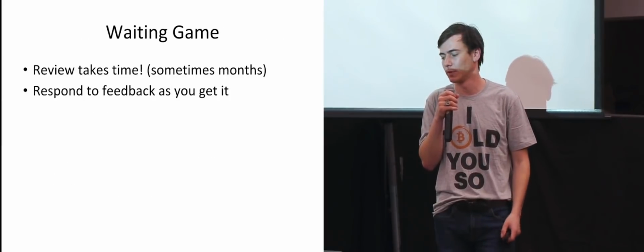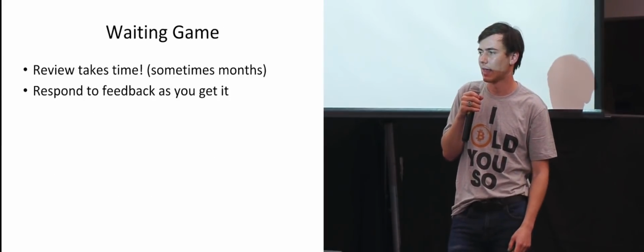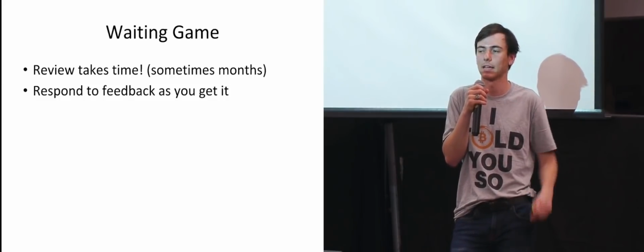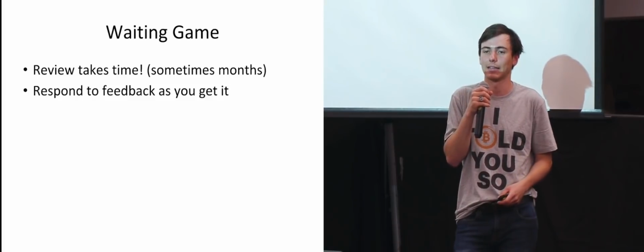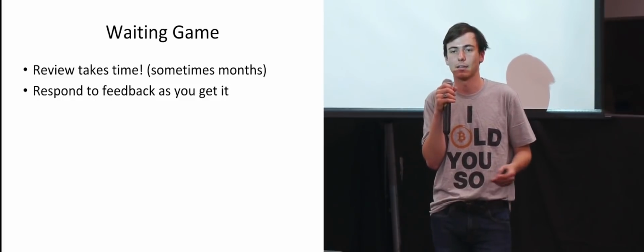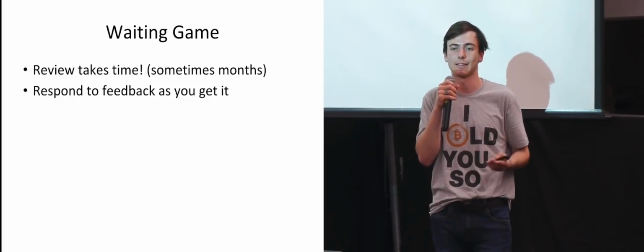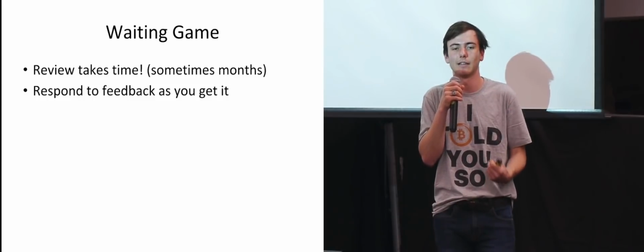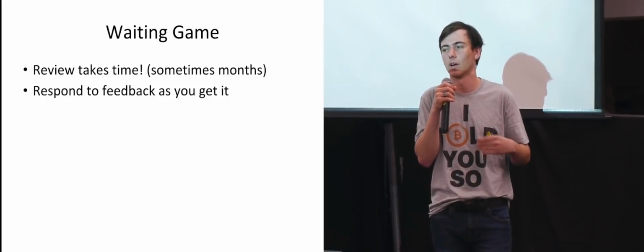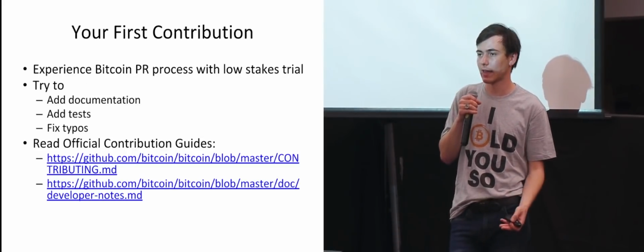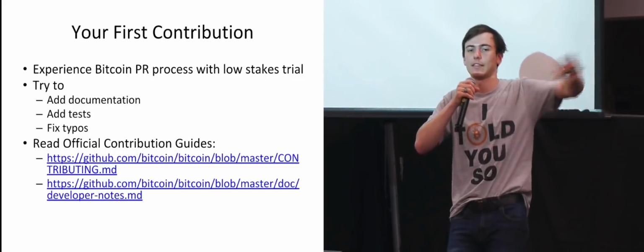And then you wait. Review takes time, sometimes months. And when you get feedback, try and respond quickly. Sometimes you'll be busy on something else, but for a reasonably complicated thing, it could take months or even a year to get merged. And that's okay. If you think about it, the release cycle for Bitcoin is every 6 months, so no one's actually going to be using the code in the real world for at least 6 months. So there's no struggle to get it in tomorrow, unless you have work that depends on it getting in faster.